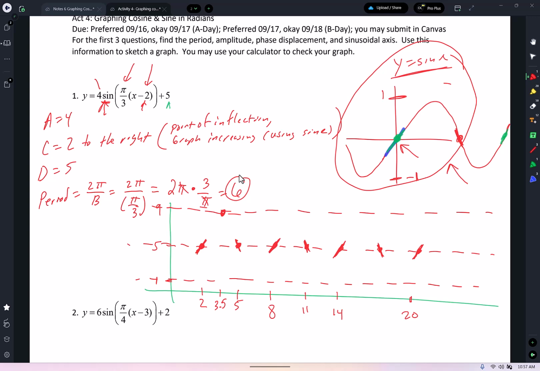Do you guys see how I'm doing it? I'll say it again one more time. The period is 6. Half the period is 3. A quarter of the period is 1.5. So 2 plus 1.5 is 3.5. 5 plus 1.5 is 6.5. So at 6.5, I have a minimum. See? Now the rest, just wing it. Just look at it and wing it.